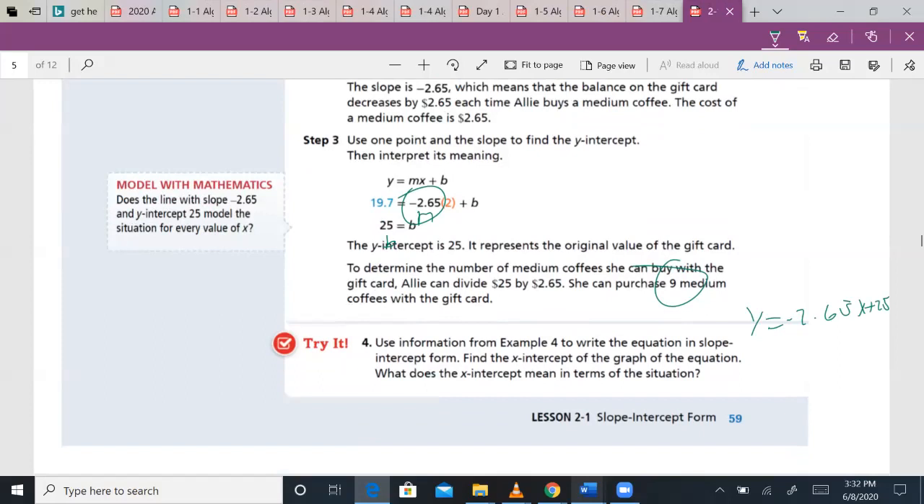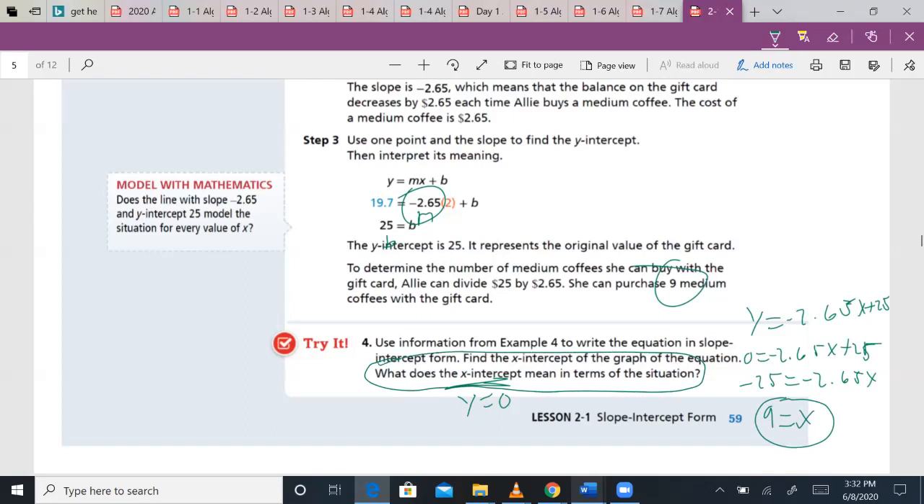Let's get x by itself. Okay. Rather, let's find the x-intercept. To find the x-intercept, remember that y has to be equal to 0. So we go 0 equals -2.65x plus 25. Okay, we move the 25 over, so -25 equals -2.65x. We divide by -2.65, and believe it or not, it's going to be equal to 9 after we do all those calculations.